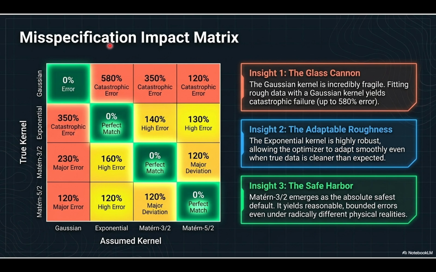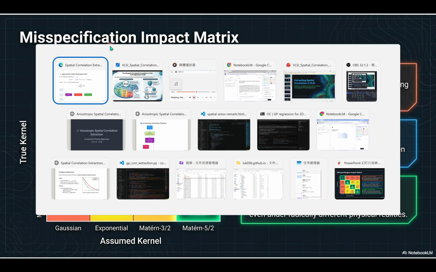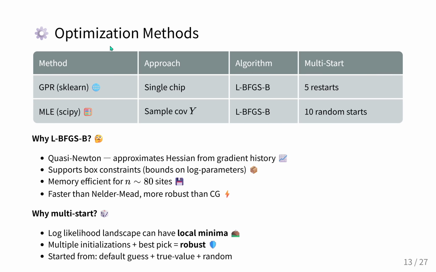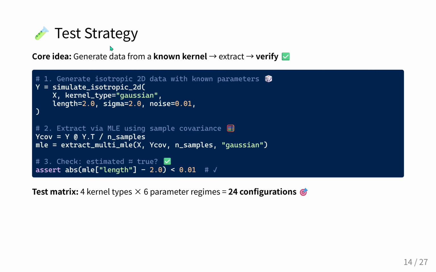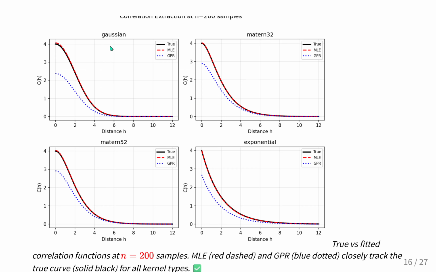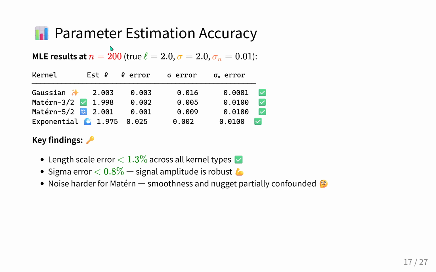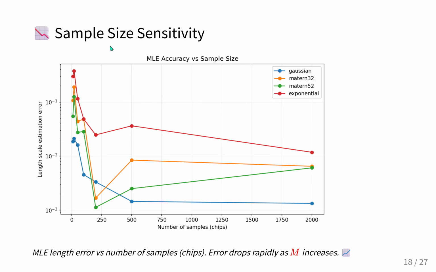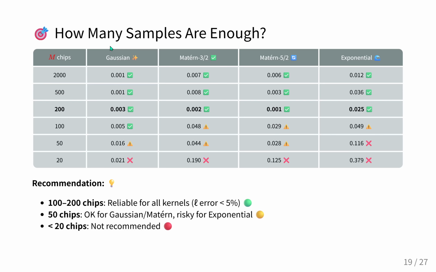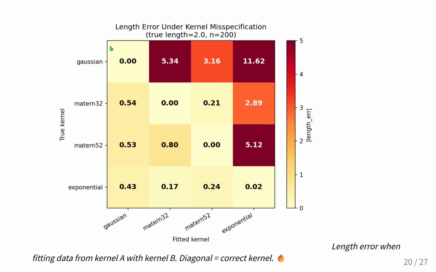If we connect this to the bigger picture, the mechanics of why it fails are actually really fascinating. How so? Well, if you force a rough process into a perfectly smooth kernel, the optimizer algorithm kind of panics. It tries to stretch the length scale out toward infinity to mimic smooth behavior. Oh, I see. It's basically trying to cram a square peg into a round hole. Exactly. And locally, on a tiny section of the chip, that stretched curve might look somewhat okay. But the moment you extrapolate, it completely fails.